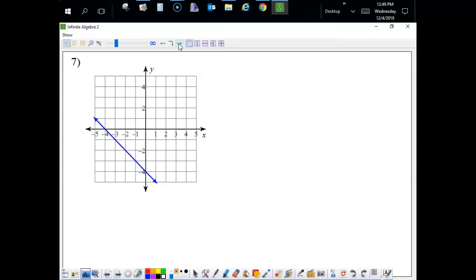So if you want to find the equation of a line, you need to do a couple things. You need to find your slope. You need to find your y-intercept. And then you can write your equation out.